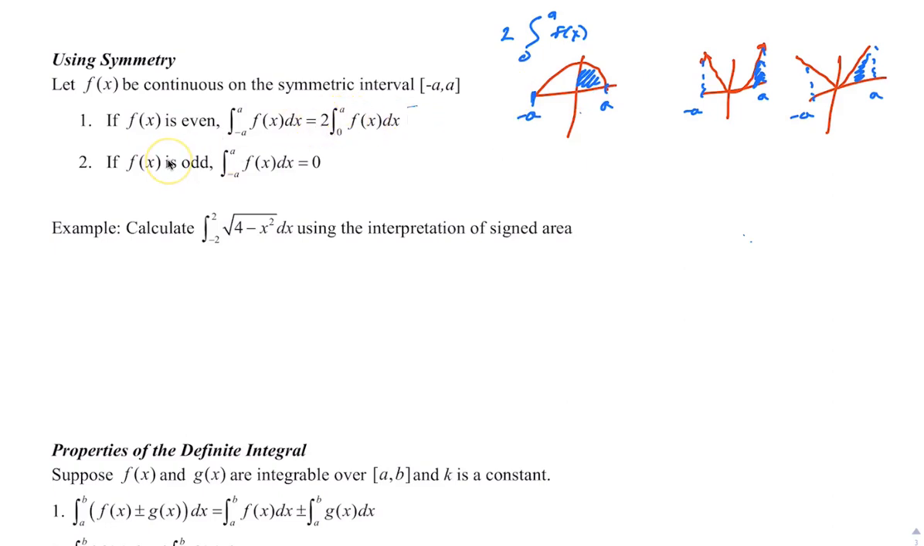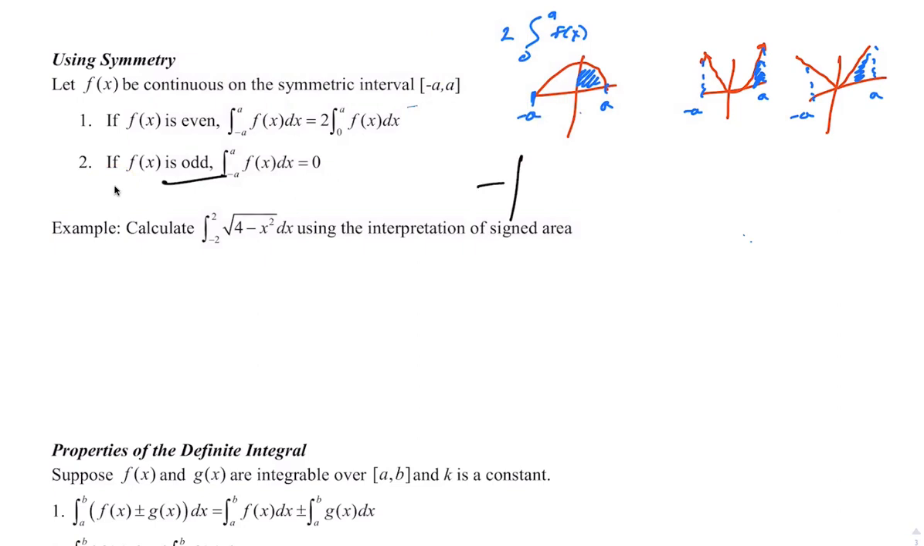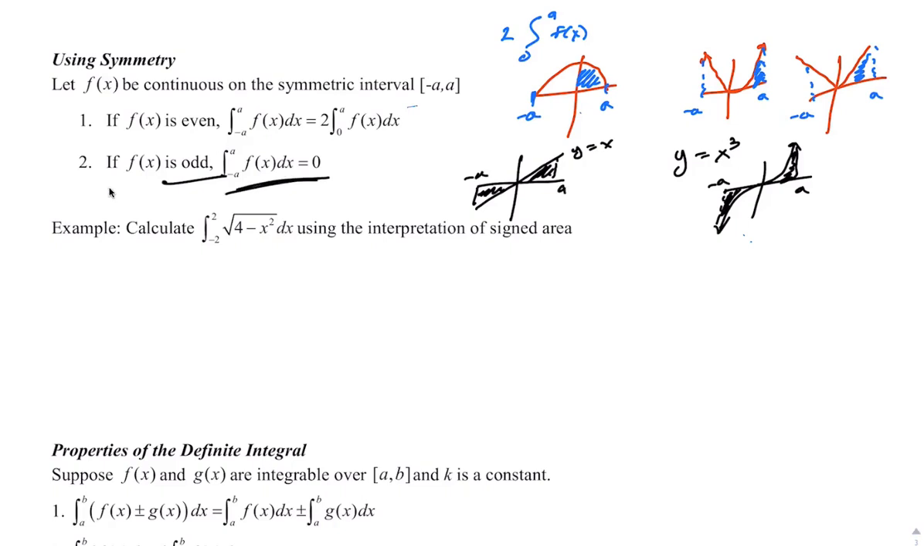And then what's even more helpful, what if it's an odd function? Remember, odd is when the two sides kind of cancel each other out. So like y equals x is a good example. You get this side and you get this side. Or y equals x cubed is another good example. Kind of like this and like that. And if you're going from negative a to a, notice what happens with these guys. They cancel out. So that's why the integral equals 0.